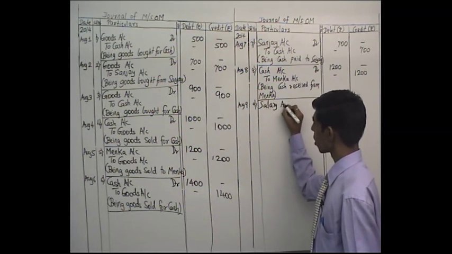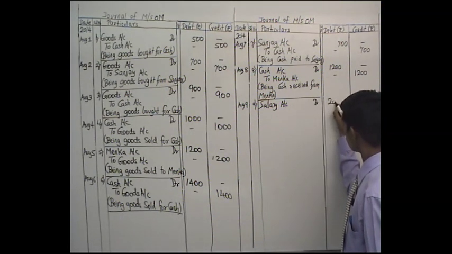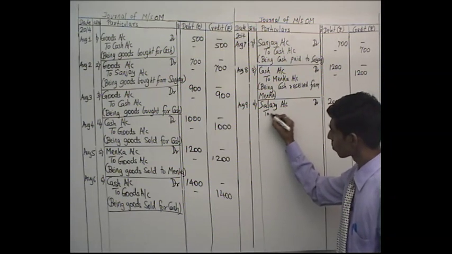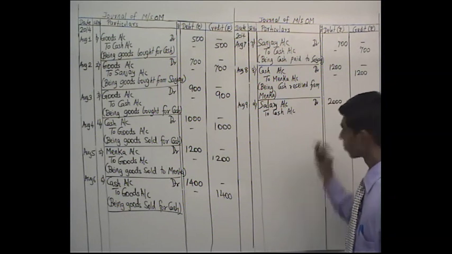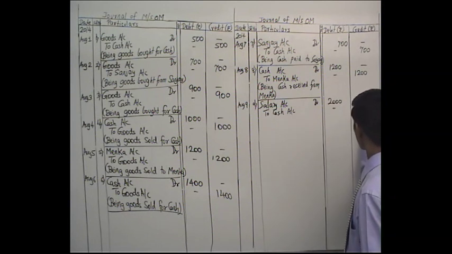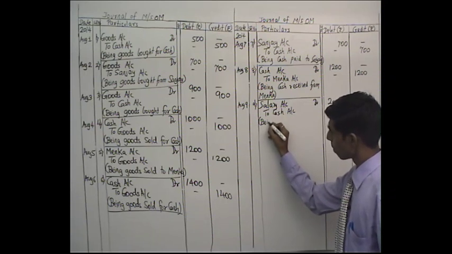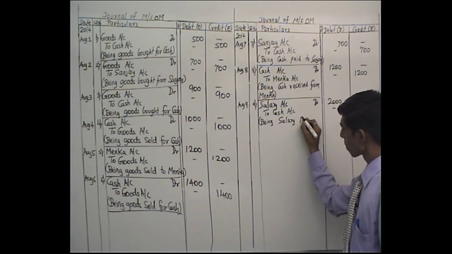Salary account debit 2000 to cash account 2000. Narration, being salary paid.